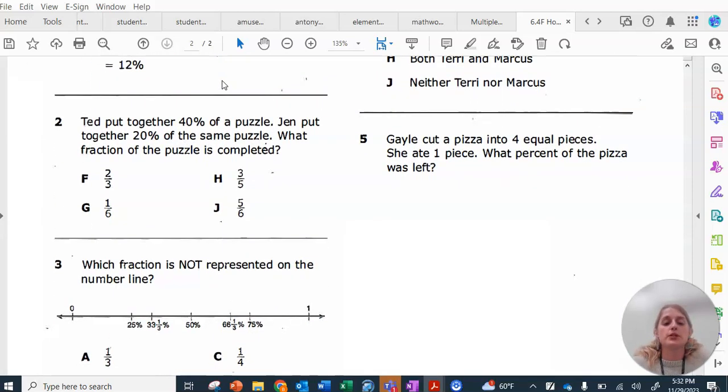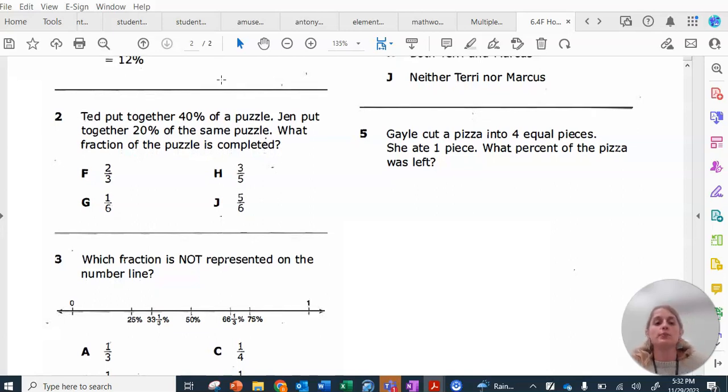I think it's 3 more. Ted put together 40% of a puzzle. Jen put together 20% of that same puzzle. Not the same as the 40%. So 40% is done, and then another 20% is done. What fraction represents the percent that's done? I don't care who did it, but that's done. So you're going to start by adding the 2 parts that are done, 40% and 20%. That makes 60%. Then you're going to make 60% a fraction. All percents are fractions out of 100. And you're going to simplify 60 out of 100 to match with one of those answer choices.